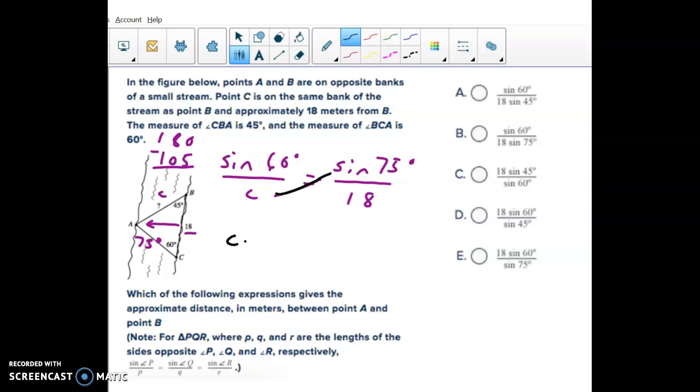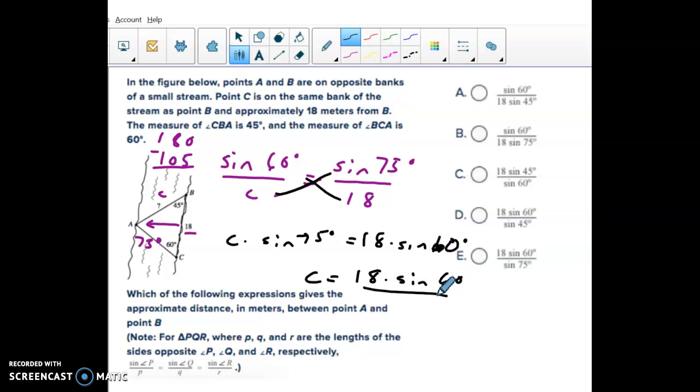So C times the sine of 75 has to equal 18 times the sine of 60. Sorry, my pen is not writing very good here, right? And then that should be a 60 there. All right, and then to solve this, you divide both sides by the sine of 75. So you get C equals 18 times sine 60 over sine 75. Okay, and I think that would be answer choice E by the looks of it there.